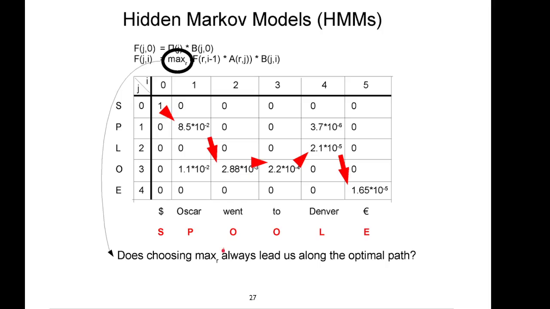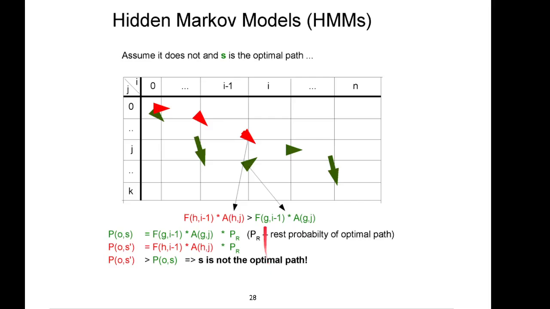Now, an important question is, does choosing the maximal value here, the maximal state r, always lead us to the optimal path? And this can be easily proven by assuming that it's not the case. So let's say that the path that we took by picking the maximum was not the optimal path. So besides the one that we calculated with our formula, which is depicted in red, there's actually an optimal path depicted here in green.